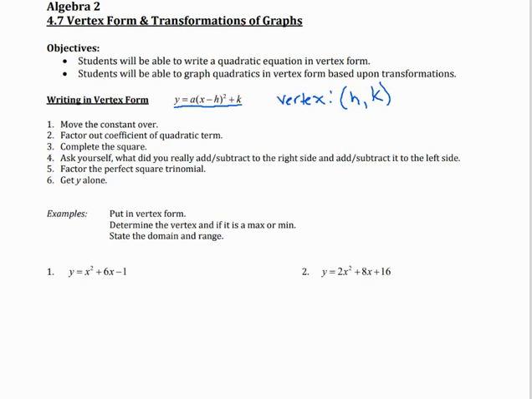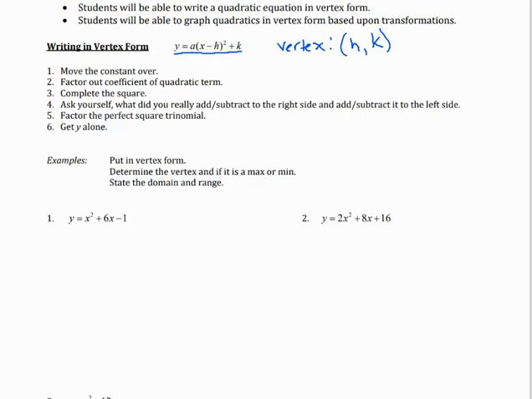So there's a few ways to do it, but I will walk through one set of directions. The first thing we're going to do is move the constant over to the other side of the equation. In this case, we're going to move it to the left. Now I have y plus 1 equals x squared plus 6x.